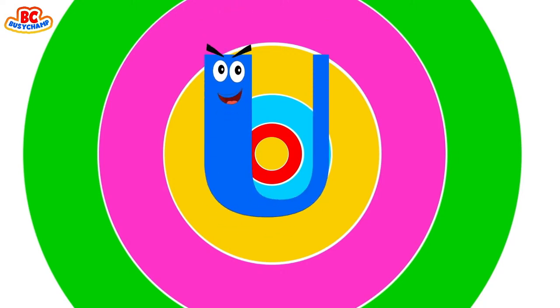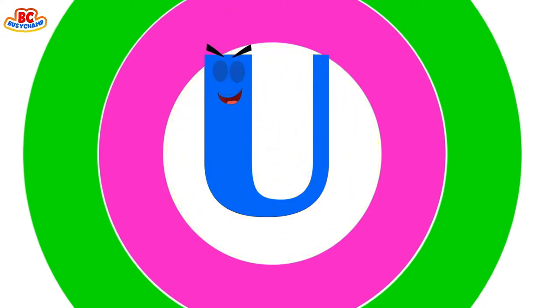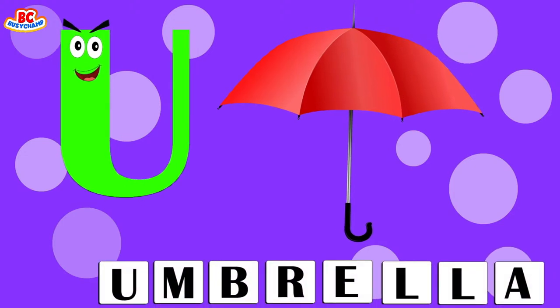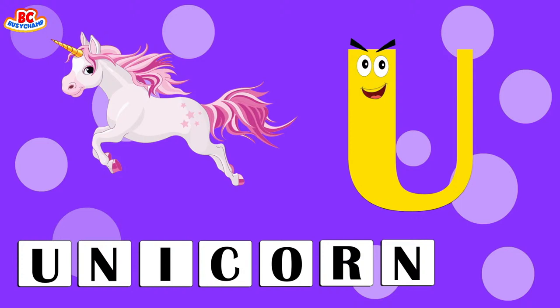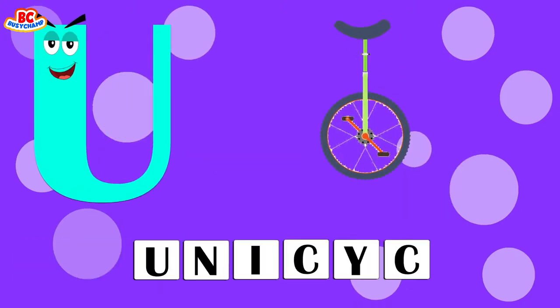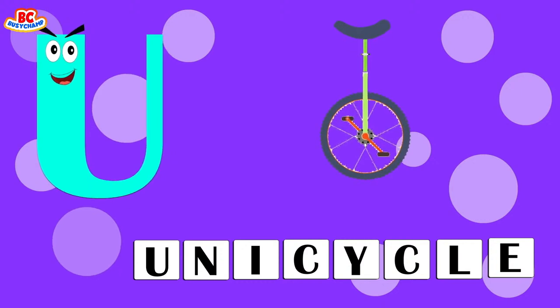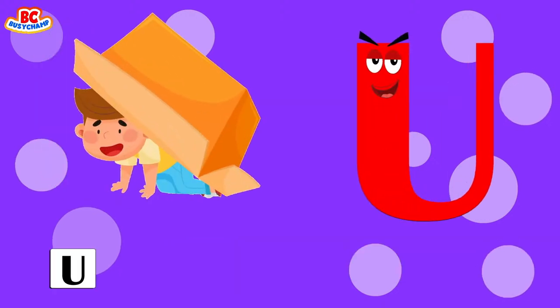Here comes the letter U. U is for umbrella. Umbrella. U is for unicorn. Unicorn. U is for unicycle. Unicycle. U is for under. Under.